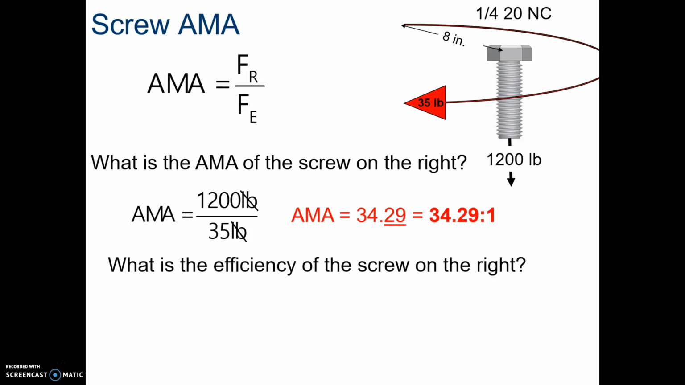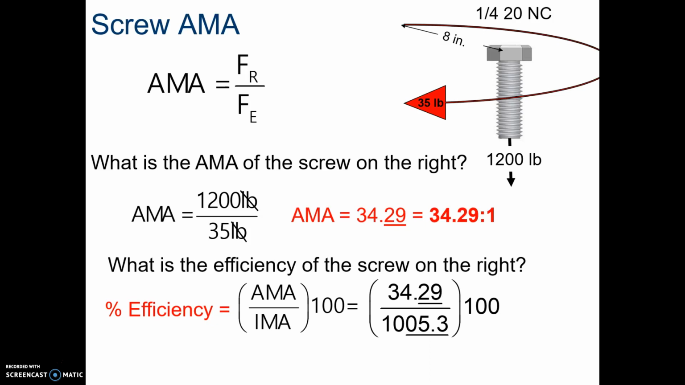So to find the efficiency, AMA over IMA, we have 34.29 divided by 1005.3 times 100, and we get 3.4%. One of the lowest efficiencies we've seen this entire presentation. Because once again, there's lots of friction between all those threads and whatever else they're mating with.